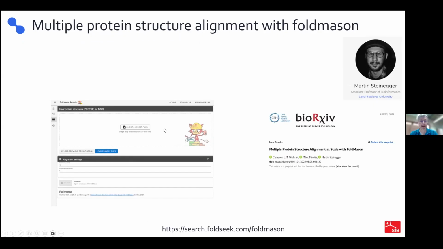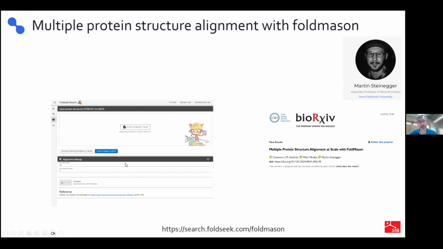This is an interface from Foldmason, which is available on the same site as Foldseek. You just have different software there. Here you have Foldseek, Foldmason. You just load all your PDB structures and you run it. You don't yet have many ways to change anything in the software.